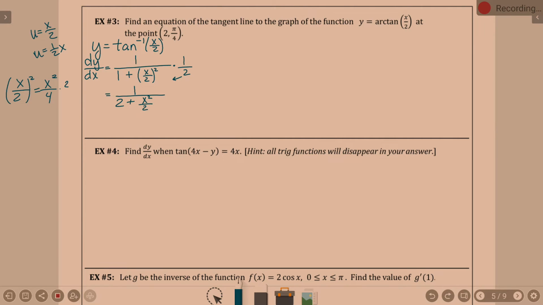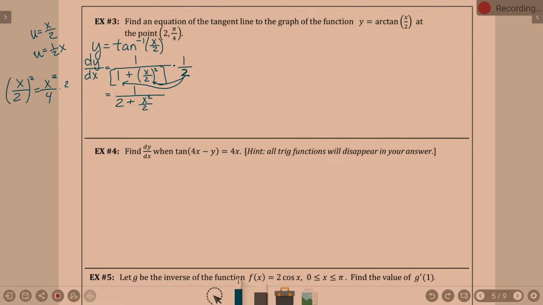Where did this 2 come from? That's distributed, right? Yes. That is me taking this 2 here and distributing it to the 1 and to the x over 2 quantity squared. Does that make better sense? 2 times 1 was 2. For x over 2, we had to square that first, which was x squared over 4, and then times 2 makes x squared over 2.